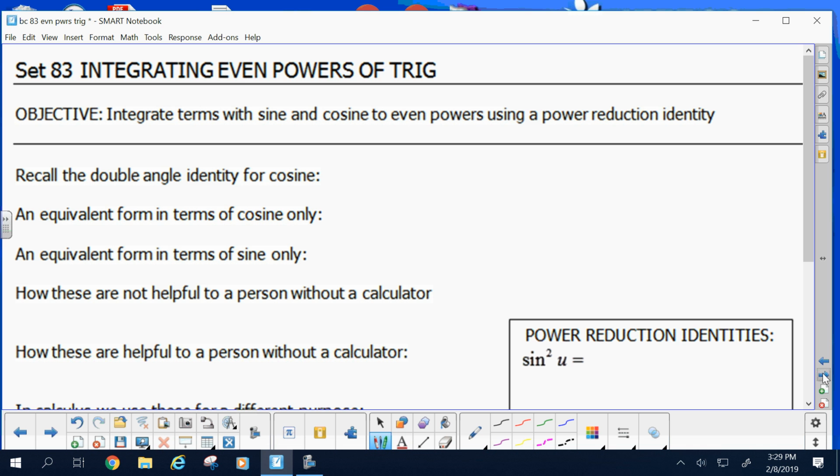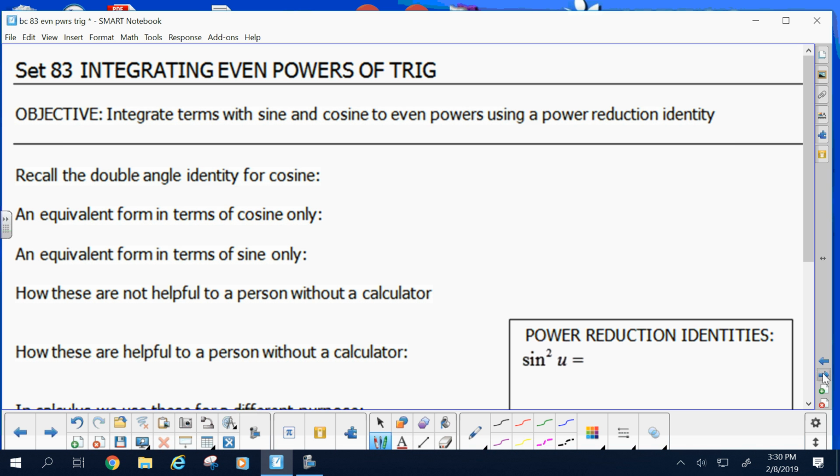These notes are on the back of set 76's notes. They really go together. Set 76 was integrating odd powers of trig. This is integrating even powers of trig. So get out your notes from set 76, which are blue or green. I can't remember which. I think they're blue. Turn to the back and you'll find these notes, all right?